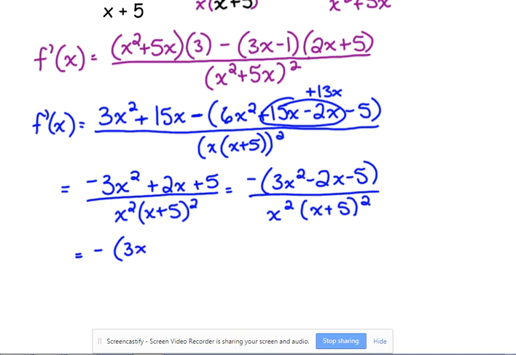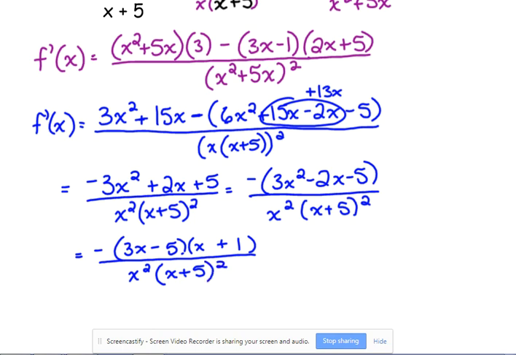So 3x and x gives us 3x squared. If we put 5 in 1 and negative 5 plus 1, we've got negative 5x on the inside plus 3x on the outside. That's going to give us negative 2x. So it does factor, but it still doesn't put it in a form where anything cancels.